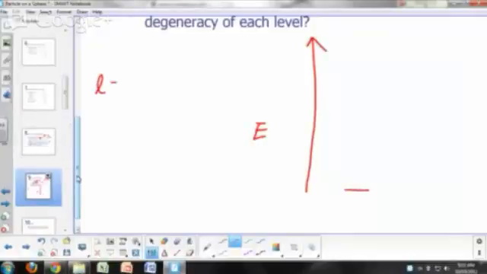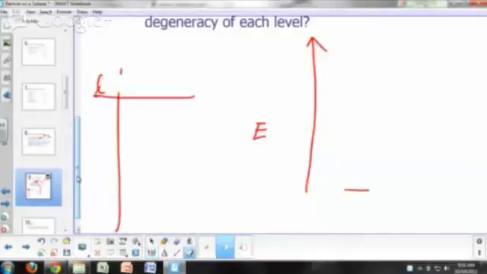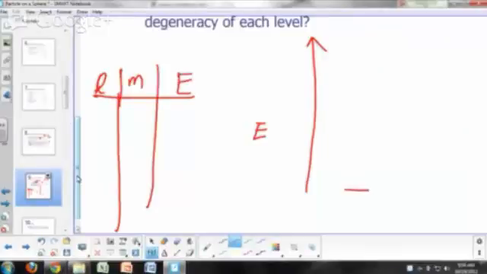Let's make a table of L, M sub L, and the energy. So L is 0, M can be 0. What's the energy? 0 times 0 plus 1 times B, which is just going to be 0. So this is L equals 0, M equals 0.